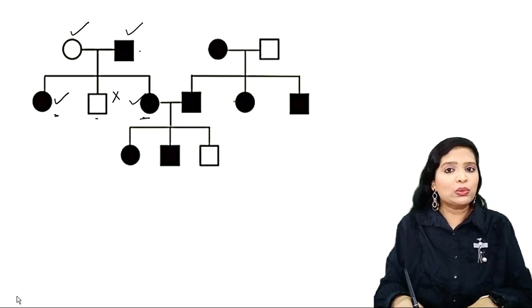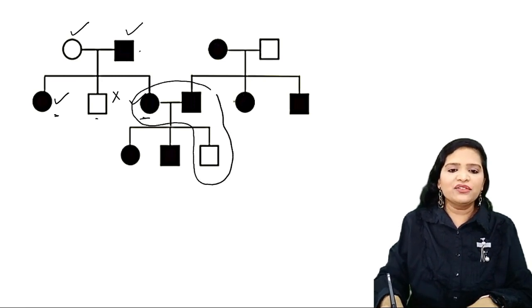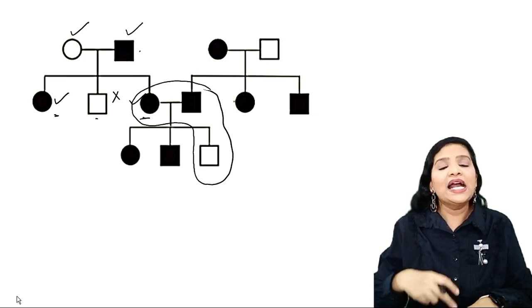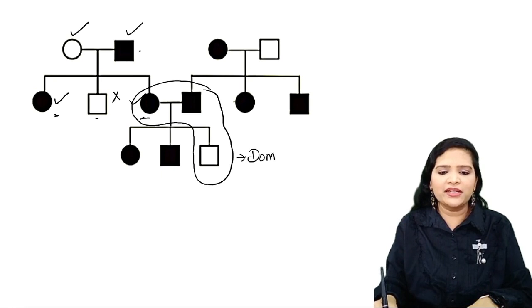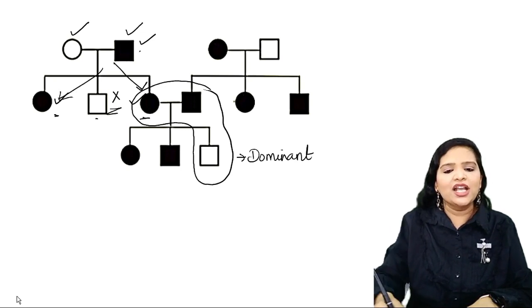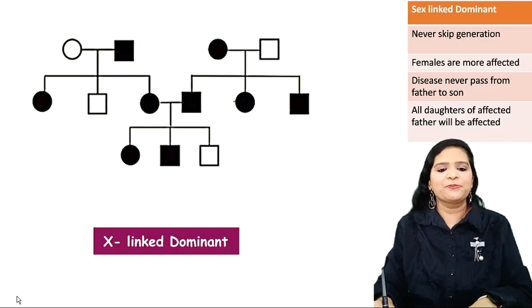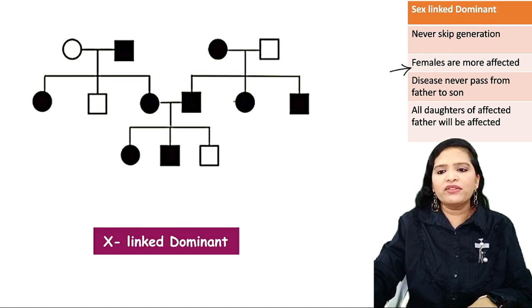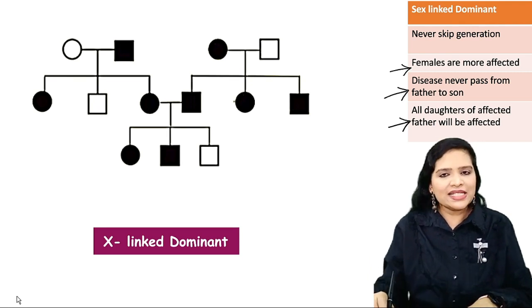There is another clue for this. Two parents are affected, whereas one child is unaffected. So two affected parents can give rise to an unaffected child. What is this type? This is a dominant pedigree. And here the father is passing the gene only to the daughters, not to the son. So this is X-linked dominant inheritance. Females are more affected, the disease never passes from father to son, and all the daughters of an affected father will be affected. So this follows the rule.